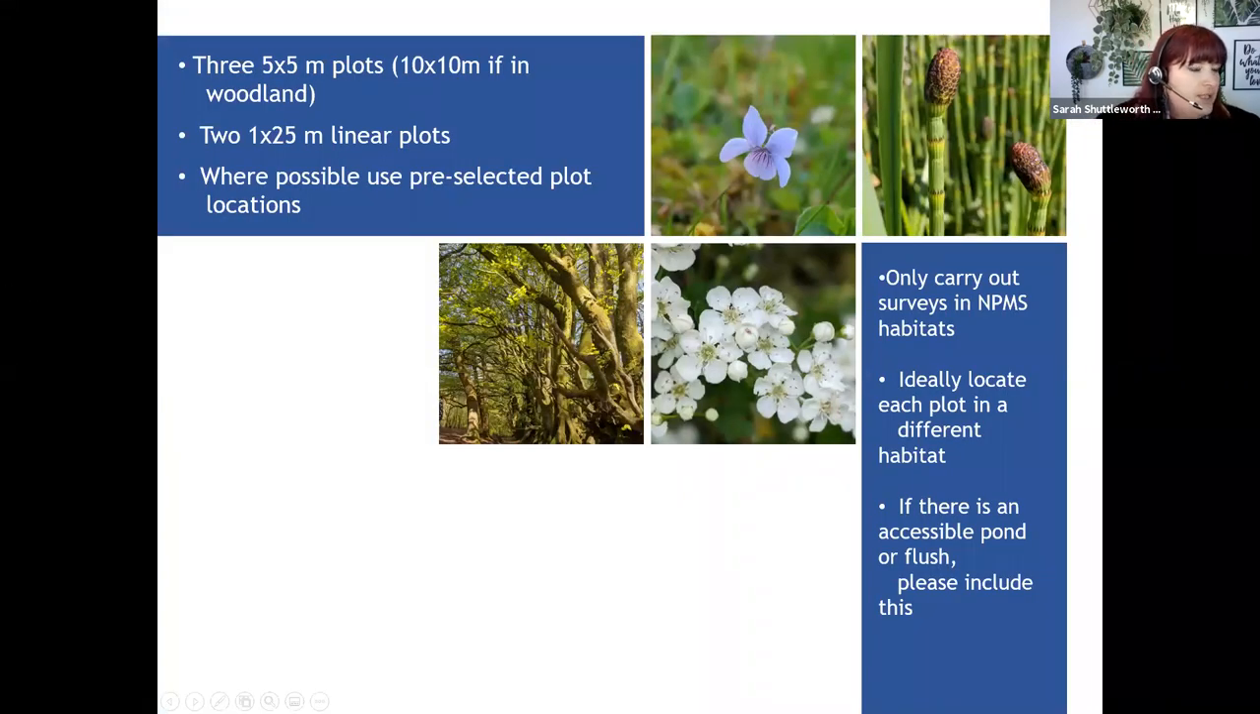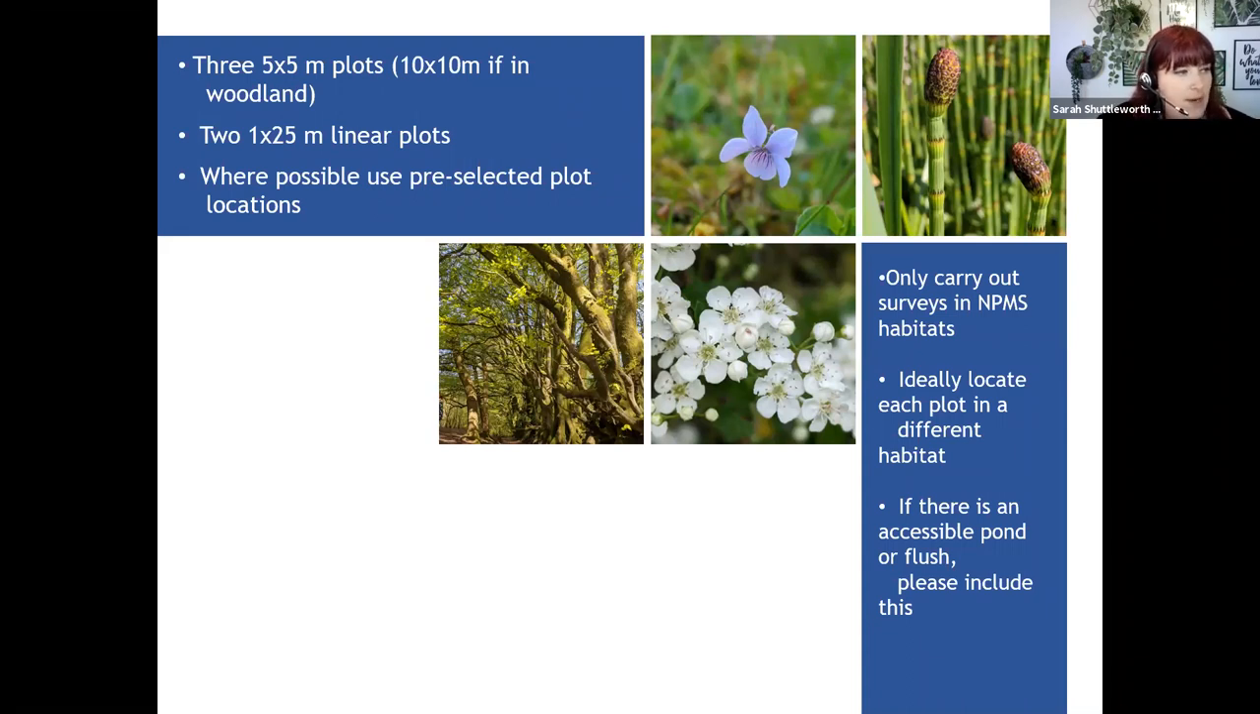The main points to consider when thinking about your plots are that we do suggest that you aim for 3 square 5 by 5 meter plots and 2 linear 1 by 25 meter plots. There are pre-selected plot locations recommended, which I'll go into more detail about. It is recommended to use these to avoid site selection bias. I'll come onto the pre-selected plots in a minute.